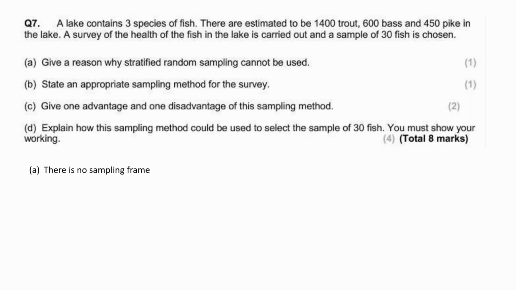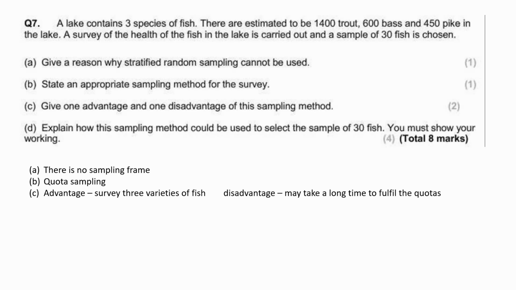So there are 3 different types, 3 different groups of fish. So think about the non-random sampling method. You want to do quota. It's going to take some time, but you want to do quota. And the advantage is you get to survey all the different types of fish. So you're going to look at the trout, the bass, and the pike. The disadvantage, you've got to catch them. It's going to take quite a long time to fulfill that quota.